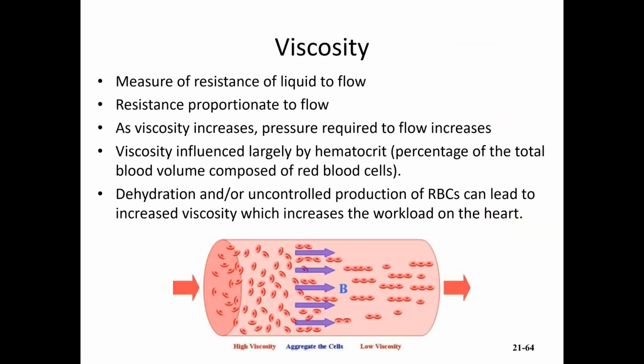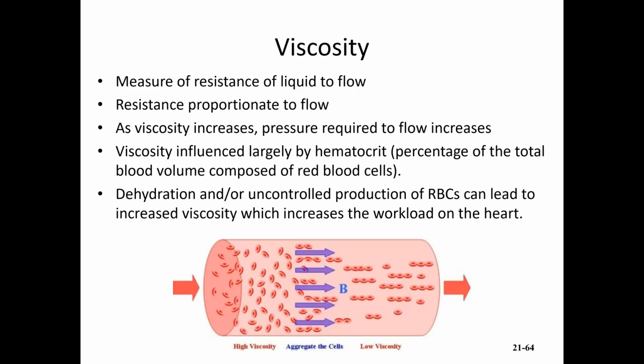Now a little bit more on viscosity. Viscosity is a measure of resistance of liquid to flow. So as viscosity of our blood increases, then the pressure that we need in order to push that blood through the blood vessel is also going to increase. So if we have something that's highly viscous, like syrup, we would need a great amount of pressure in order to push that through a tube.